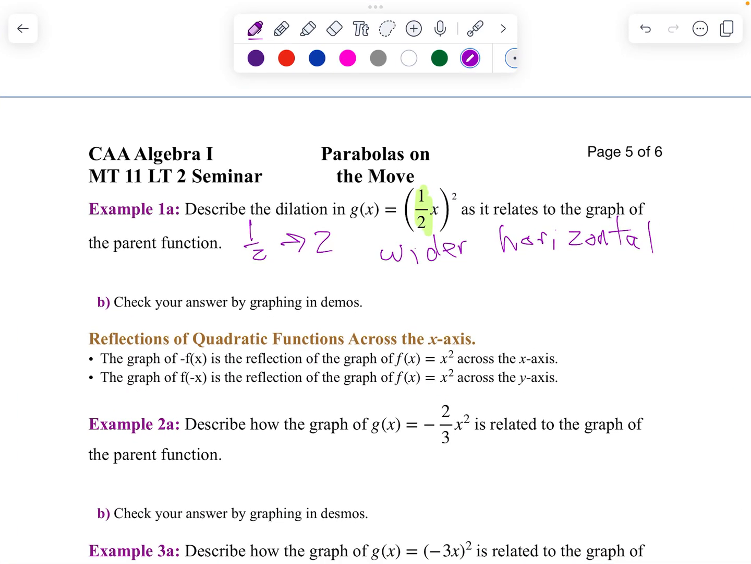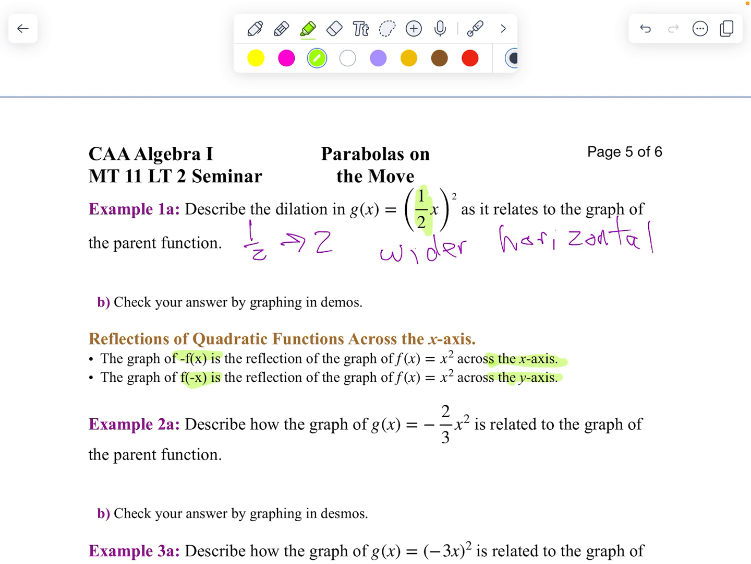Now if I reflect something across the x-axis, if I make my function negative, that is, I'm multiplying the x squared by a negative, I'm going to reflect it across the x-axis. If I multiply the x by a negative, I'm going to reflect it across the y-axis. Now, if your graph is symmetric with the y-axis, you're not going to be able to tell. But if you have a translation going on, then it will switch.